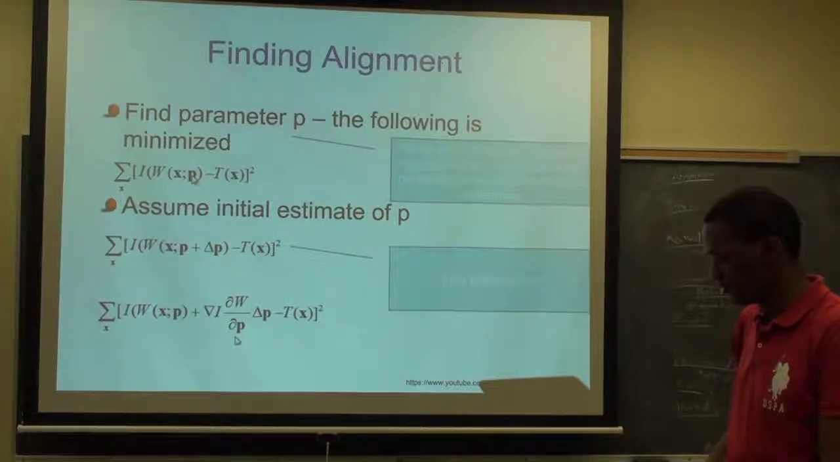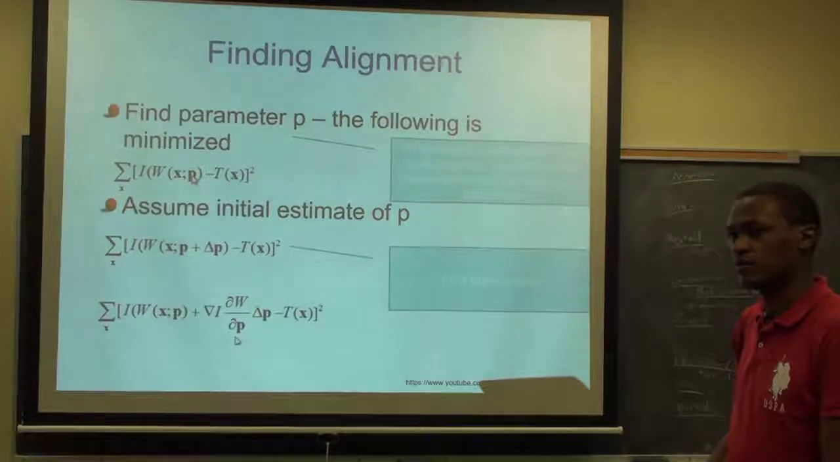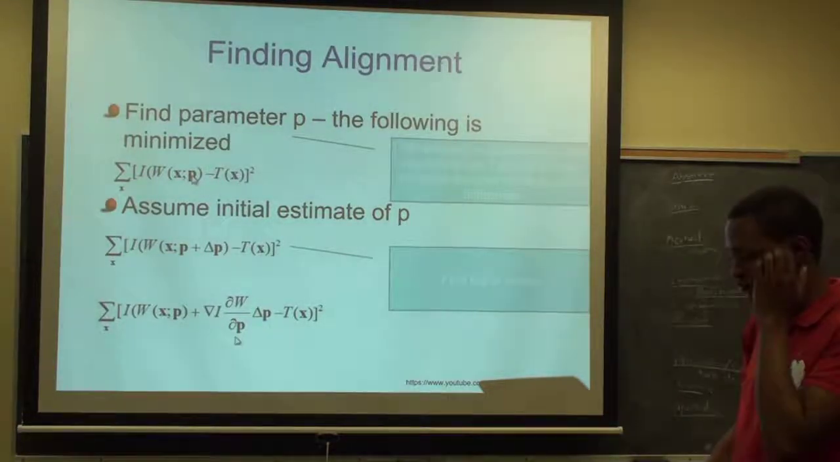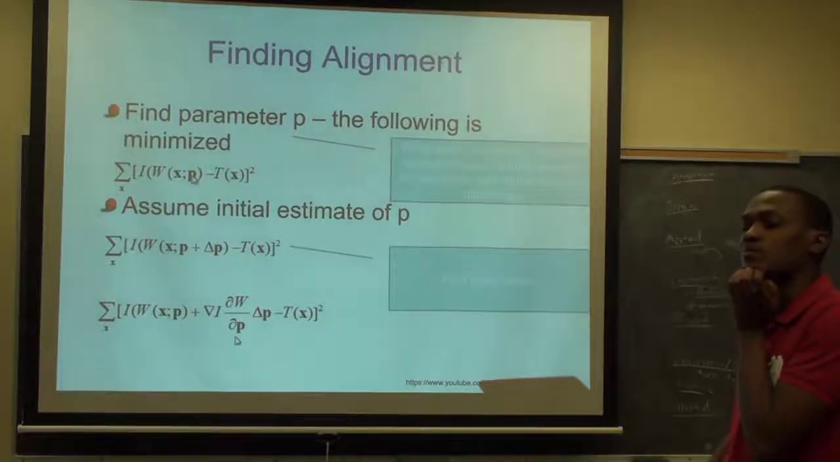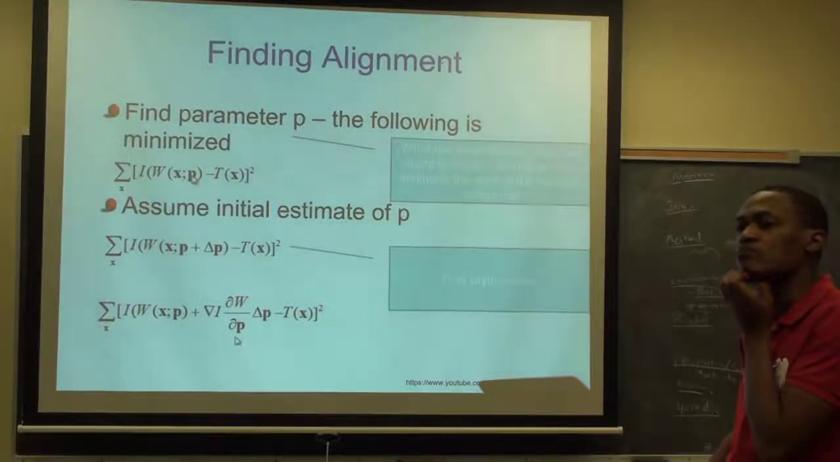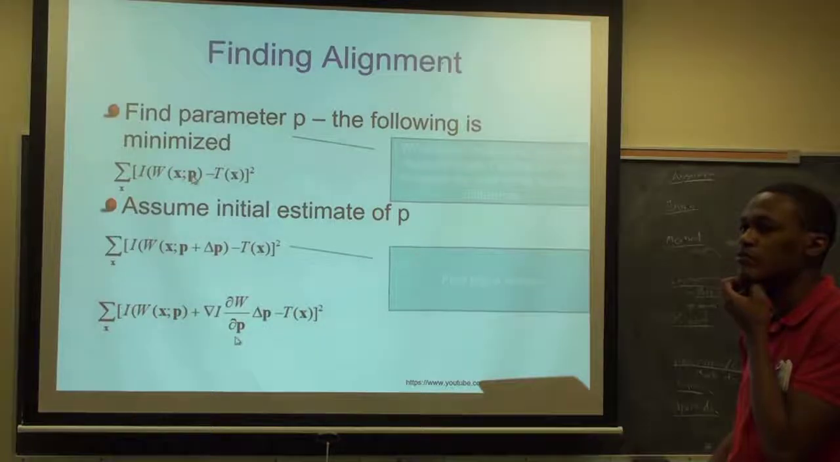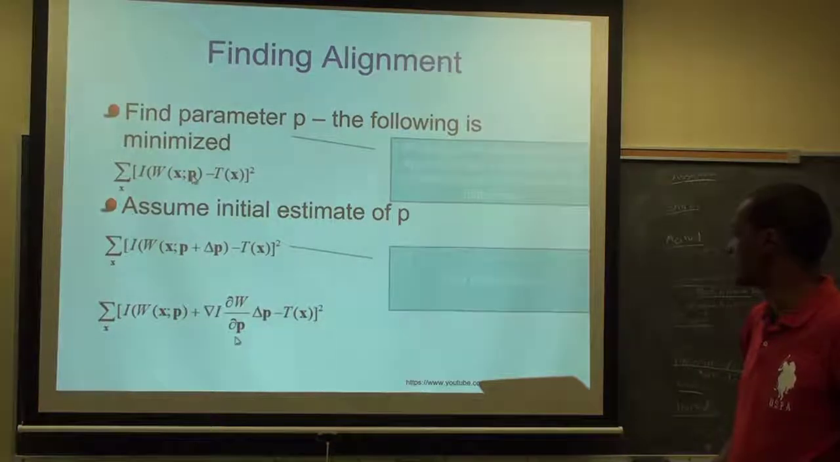In a perfect match, this should be zero, right? But you'll never get a perfect match. So we're looking basically for a minimum instead of a perfect match, the best match you could get from all those translations, rotations, and so on of the new image, the new frame. Then you want to minimize that to find the best fit.